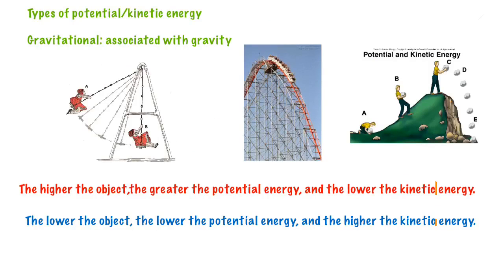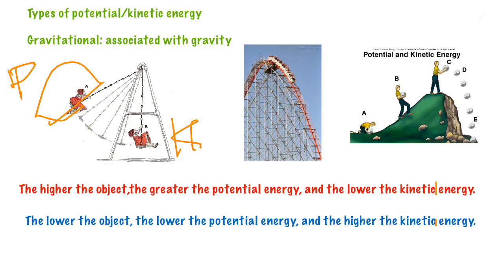Alright, there's also different kinds of potential and kinetic energy. First we're going to look at is gravitational. And this is probably the one that most people are familiar with because it's associated with gravity. The higher things are, the more potential energy they have, and the less kinetic energy they have. The lower they are, the lower the potential energy, and the higher the kinetic energy. For example, on this first picture here, at the very top, this is where your potential energy is. Alright, and at the bottom, that's where your most kinetic energy is.